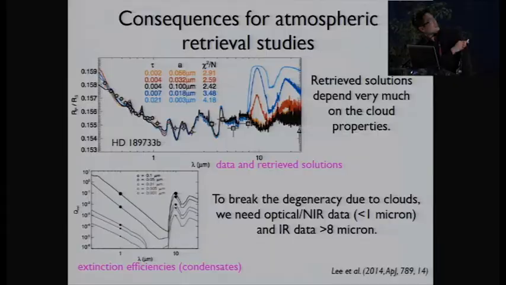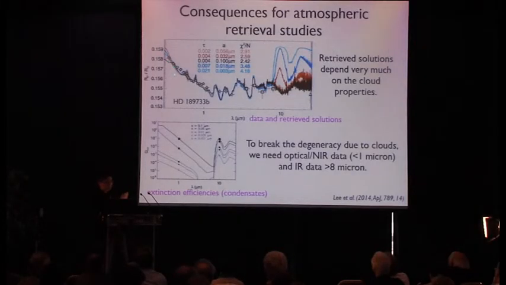And notice that these solutions, while the Rayleigh slope in the optical tells you that small cloud particles are present, the different solutions with slightly different sizes are degenerate all the way up to 8 microns. So in fact, this single point, MIPS point at 24 microns, is more constraining than all of these other points. It's actually breaking the degeneracy because the extinction efficiency is changing as a function of wavelength for different particle sizes.